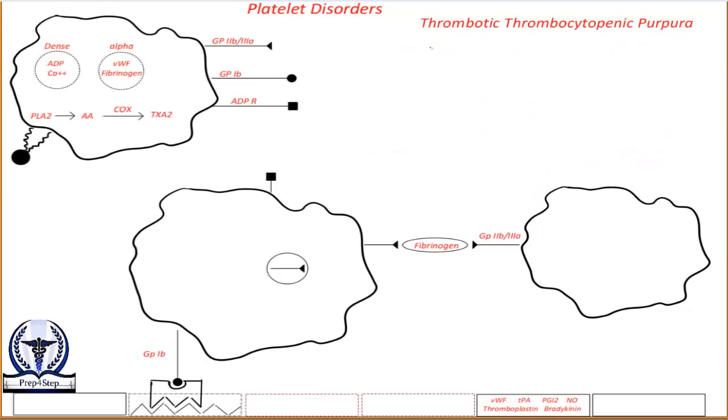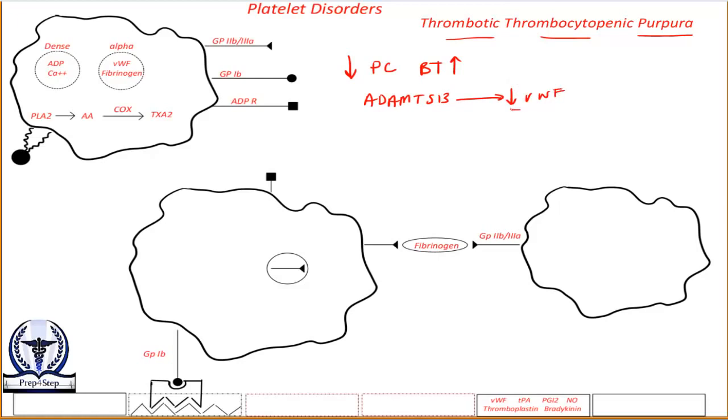So the last disorder that we're going to discuss today is called thrombotic thrombocytopenic purpura. Thrombocytopenia, lower platelet count. Thrombotic, there's going to be thrombus, and purpura, there is superficial bleeding. So the platelet count will be decreased, and the bleeding time will be increased, just like other platelet disorders. The problem with these patients is that they have a deficiency in a protein called ADAMTS13, which is a metalloprotease enzyme that usually breaks down von Willebrand factor.